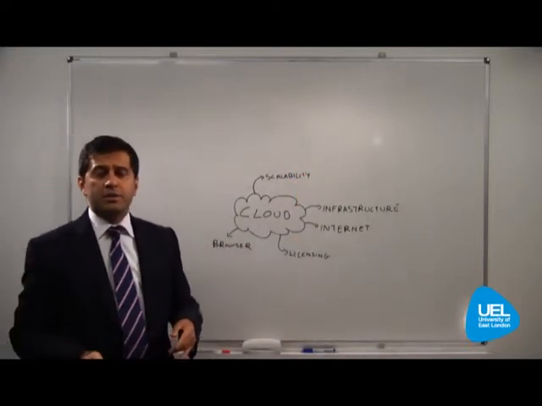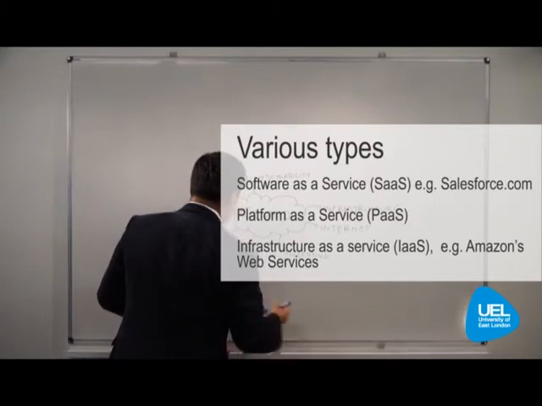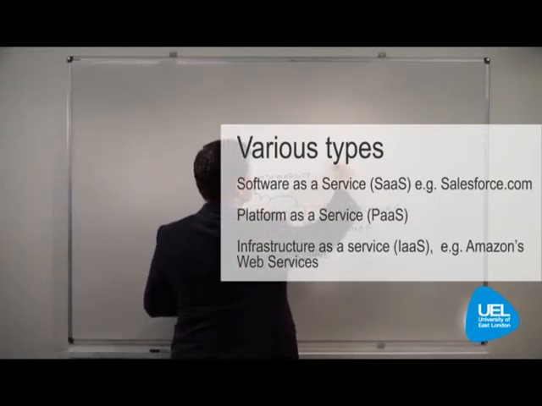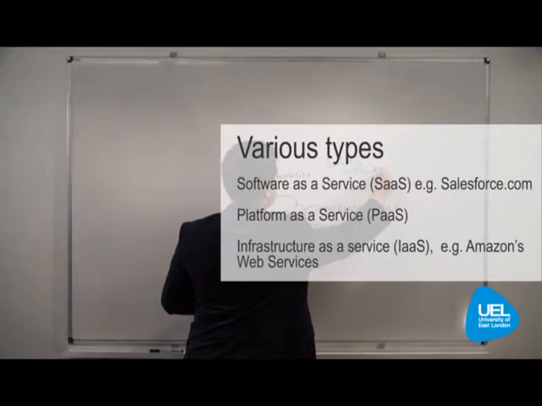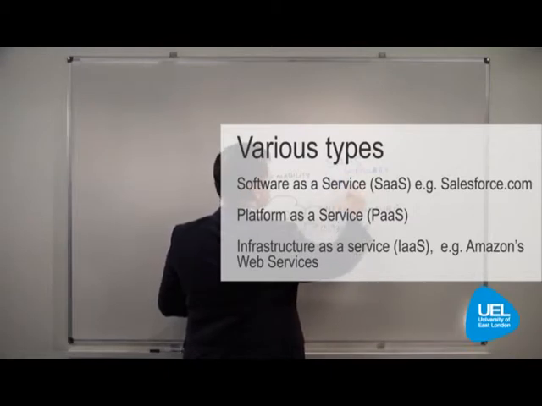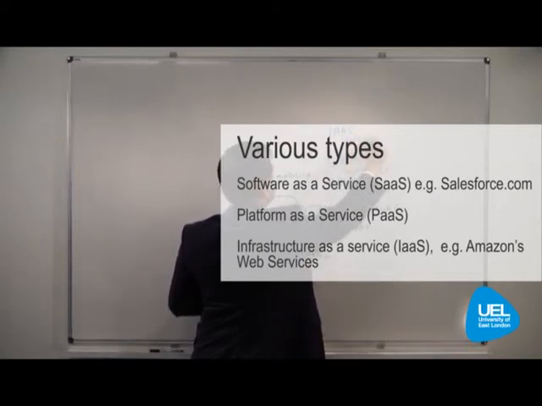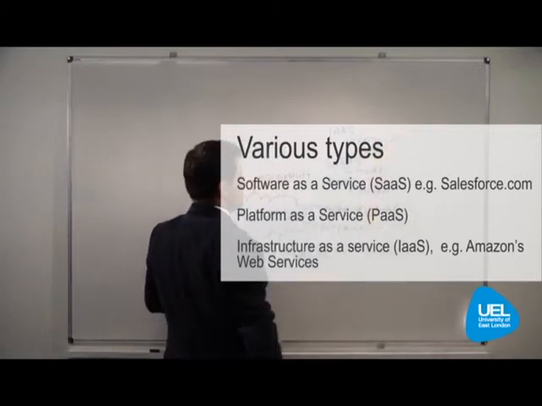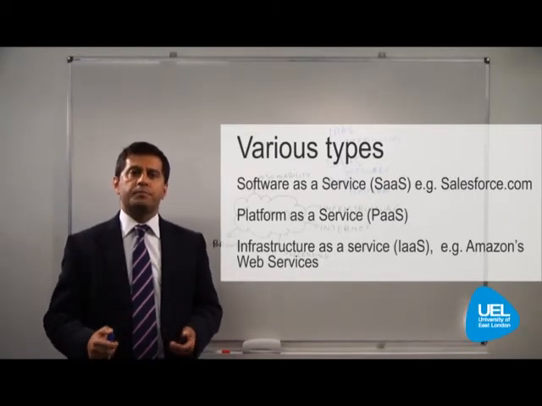Now, cloud computing can be categorized into three different areas. The first of them is software as a service. Second one is platform as a service. And the third one is infrastructure as a service. We're going to spend a few minutes discussing what these different forms of cloud computing are.